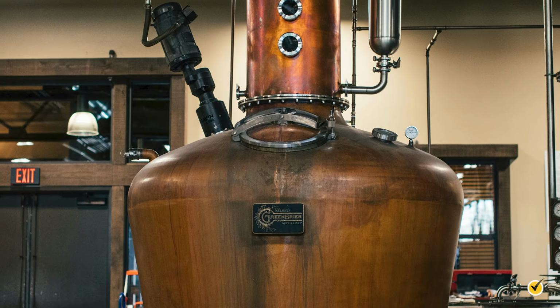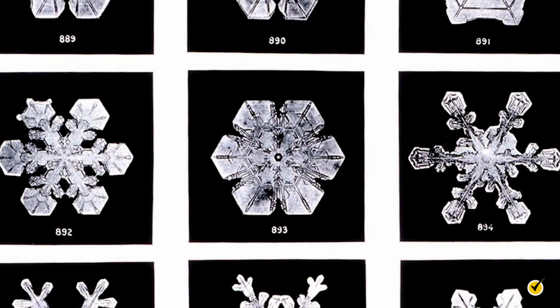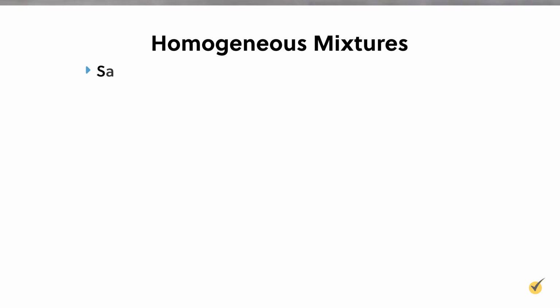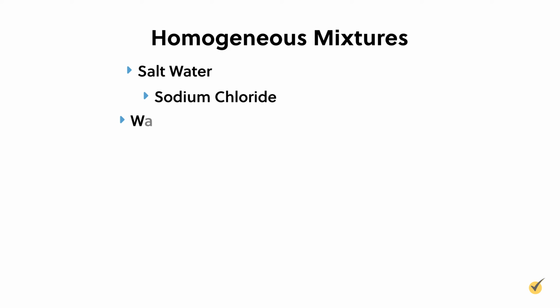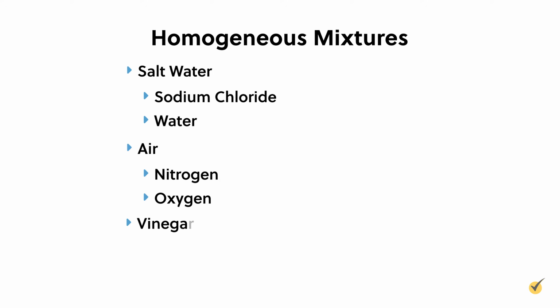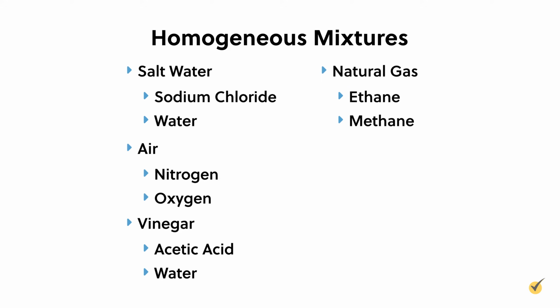What makes these distinct from compounds is that mixtures can be separated by physical means, including distillation, centrifugation, or crystallization. Some familiar examples of homogeneous mixtures are salt water, which is the compound sodium chloride dissolved in the compound water, air, which is a mixture of mostly nitrogen and oxygen gas, vinegar, which is a solution of acetic acid and water, natural gas, a mixture of hydrocarbons such as ethane and methane, and bronze, which is a solid solution or alloy consisting primarily of copper and tin.